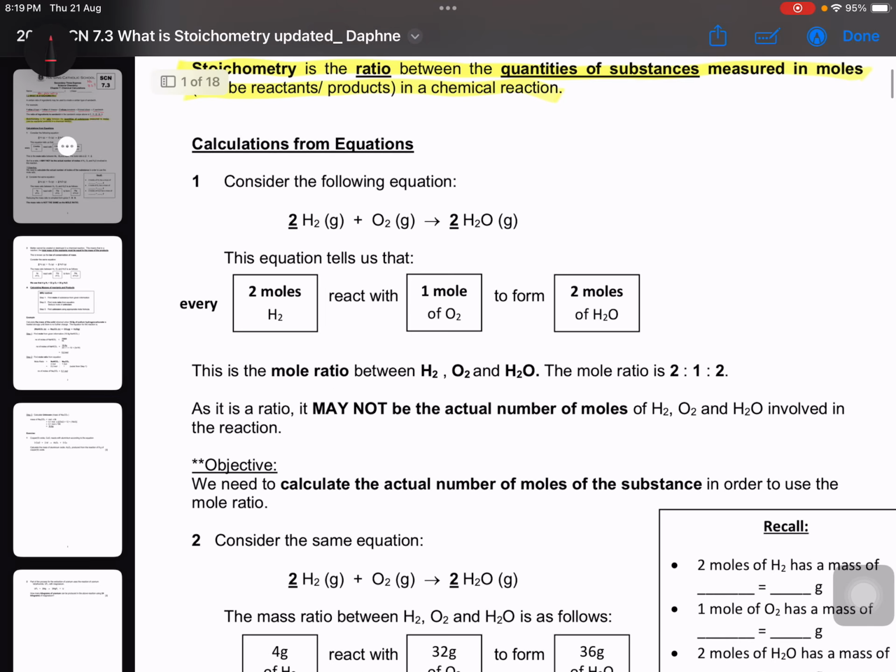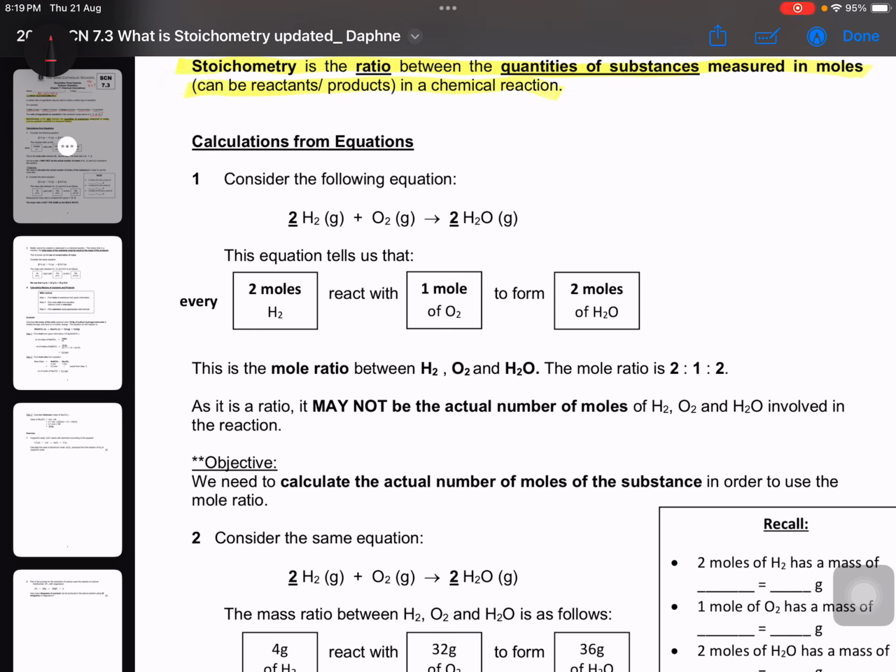So let's look at an example. So we have this equation, 2H2 plus O2 giving you 2H2O. So the balancing numbers are 2, 1, 2. Nothing written in front of the oxygen means 1. So the 2 in front of the H2 tells us that there are 2 moles of hydrogen. Nothing written in front of oxygen means there's 1 mole of oxygen. And the 2 written in front of the water tells us that there are 2 moles of water.